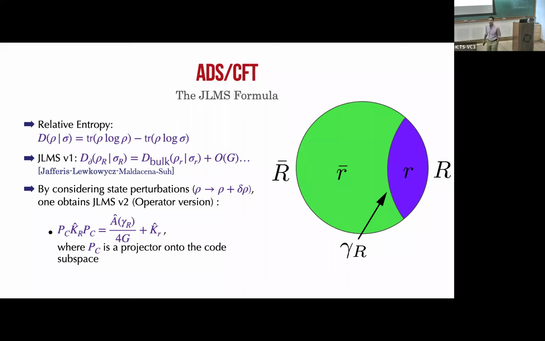This k hat on the right hand side is also defined by the same thing. Yeah, that's right. I will get to that. So the story in gravity usually is that the divergences in A/4G cancel with the divergences in K.